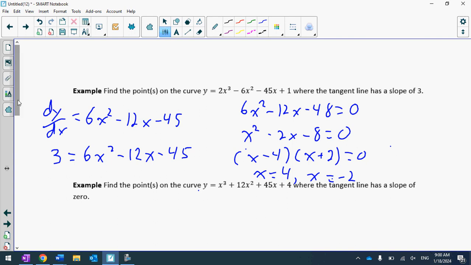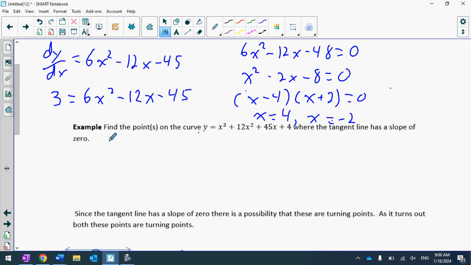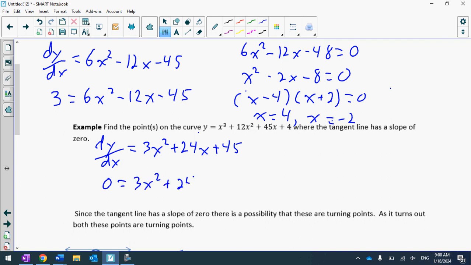A very similar question below, a different cubic function, but in this case, looking for when the tangent line has a slope of 0 or when the derivative is 0. So again, I start with dy by dx. Okay, I'm going to get 3x squared plus 24x plus 45. Okay, and the derivative of the constant is 0. So I'm interested in when that's 0, so I set it to 0. And I'm going to solve this quadratic equation.